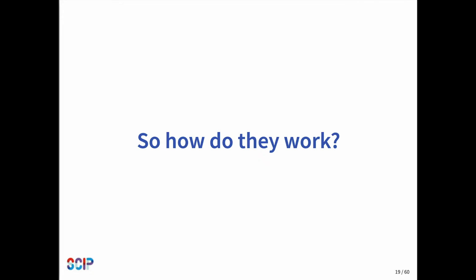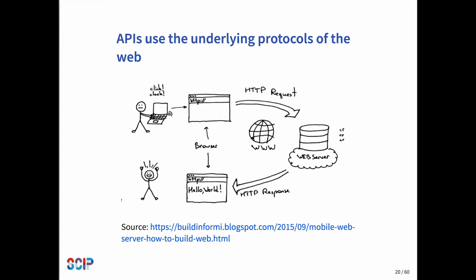So APIs, how do they work? Basically, APIs use the established protocols of the World Wide Web. So these have been around for a while. HTTP is basically the protocol that we might use, as we are on our computers, browsing the web, looking at websites.